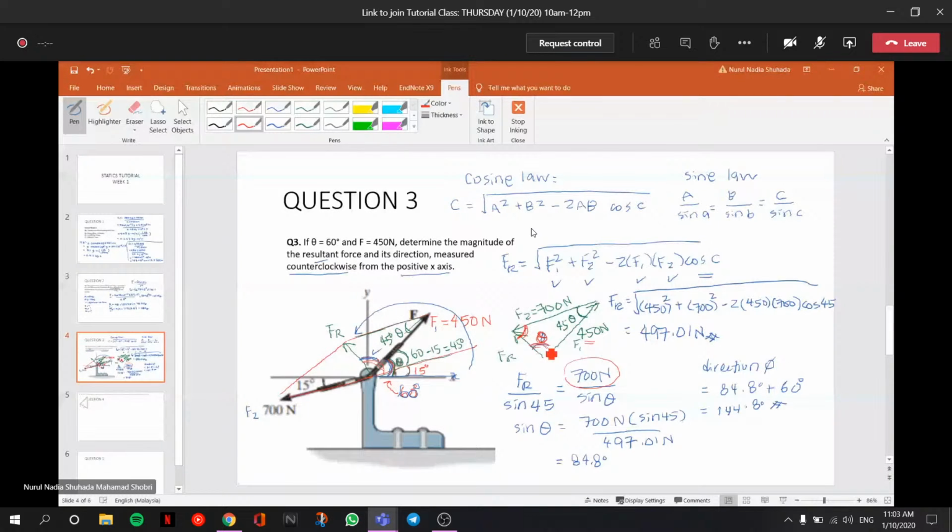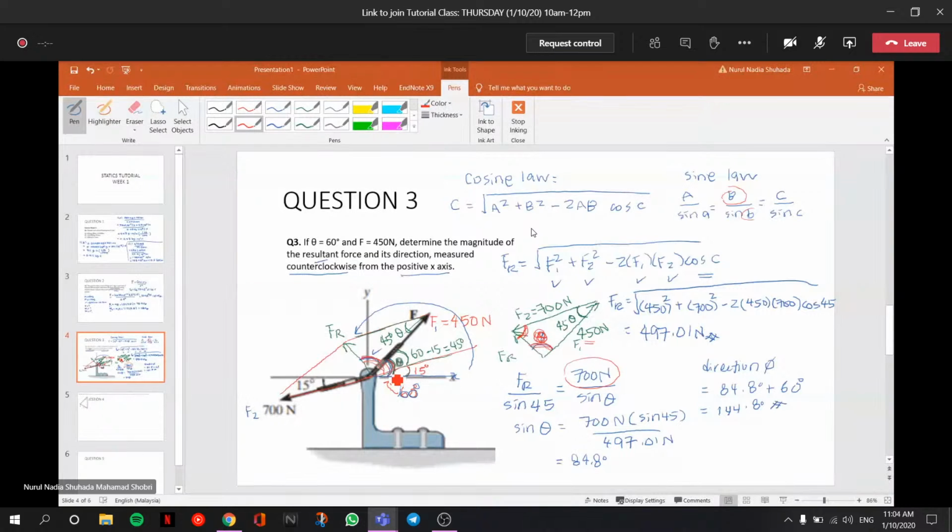So this one should be the force, and the sine B should be the angle opposite to the force here. In this case, since we want to find the angle here, we have to use the force opposite to the angle, which is 700. So that's how we get the angle here. And then since we want the direction, we have to add this angle and also this angle, which is 84.8 plus 60, that will be equal to 144.8.